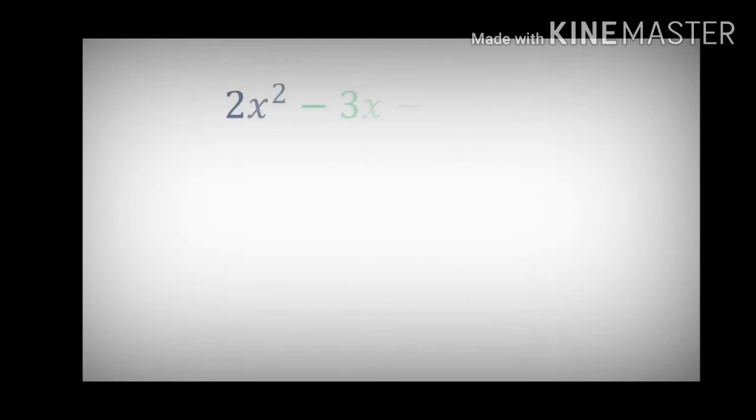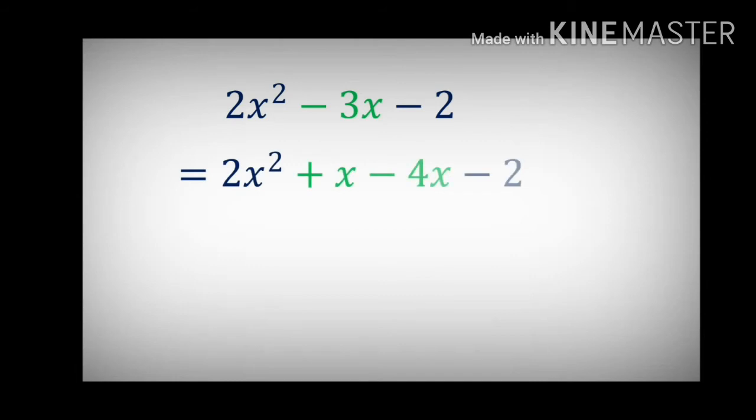Next. So coming back to the question, we have 2x squared minus 3x minus 2. So the middle term is minus 3x. So we split it. Minus 3x can be written as plus x minus 4x. Plus x means that is 1x, so we don't write the 1. 1x is the same as x. So plus x minus 4x will give us minus 3x. Then grouping. After that, taking out common.